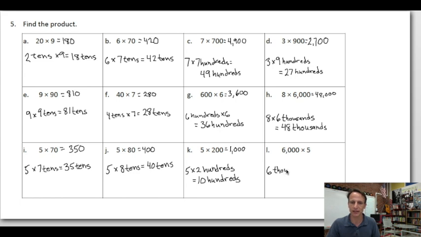Okay, so in this last one, L here, we have 6,000s, right? See the 6,000s that we are multiplying by 5. 6 times 5 is 30, so we're talking about 30 thousands. And that's easy to put into standard form because when you say 30 thousands, you hear yourself saying 30,000. So 30,000. Woo, many parts there are to number 5, but we did it. Congratulations. High five. And now let's go on to number 6.